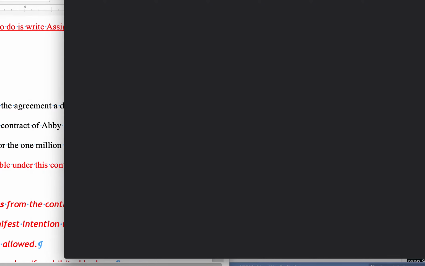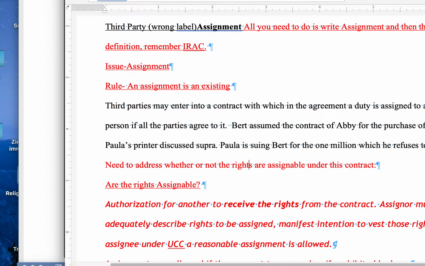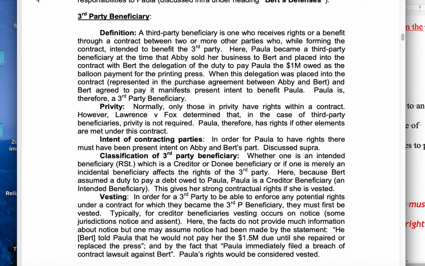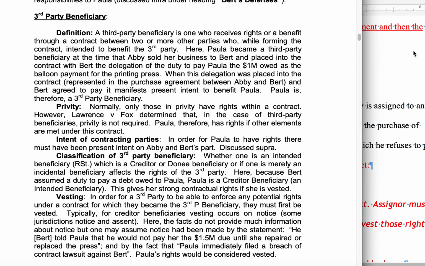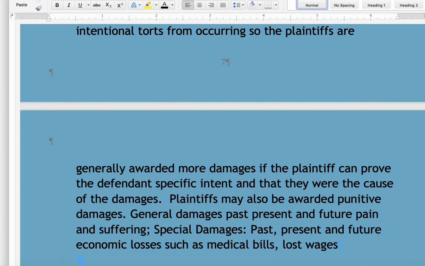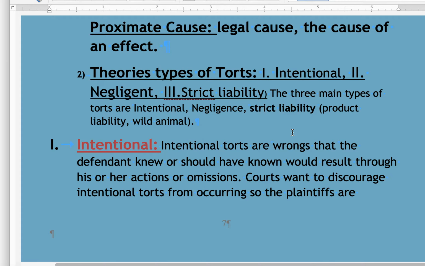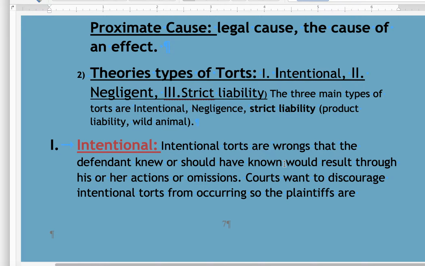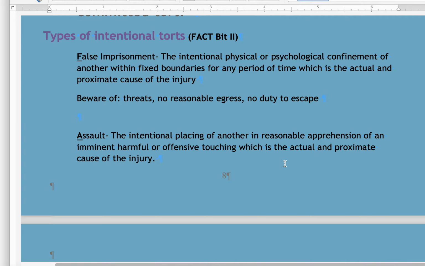I'm trying to find my list here. Alright. Here it is, I think. Alright, so here we go through these different areas.